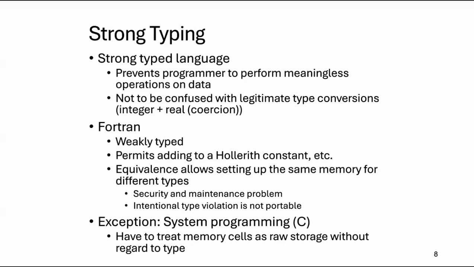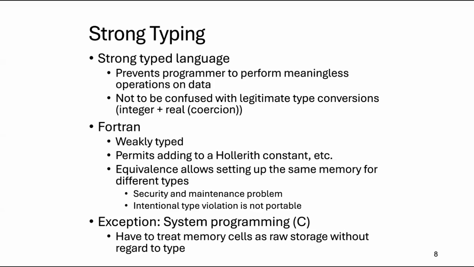And we want to make it very clear that this is really different from having a legitimate type conversion between two types. For example, if you want to add an integer and a real, you change the integer to a real to add the two together. This is still allowed, but what they did not allow is the data itself, when it's stored inside the memory. If it's an integer, you will have to treat it as an integer. You cannot treat the data as a real.